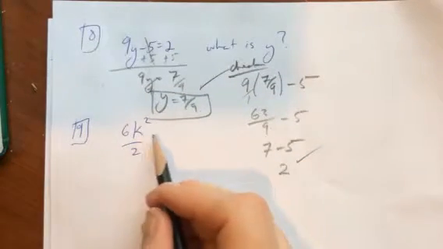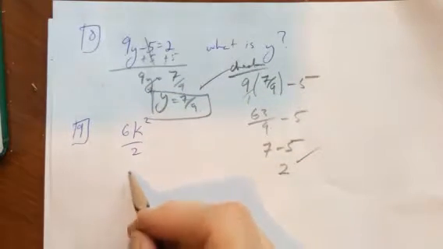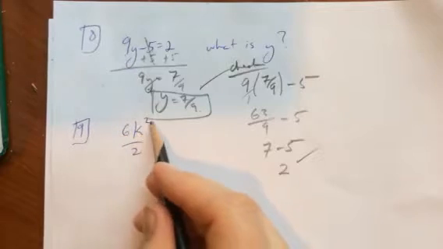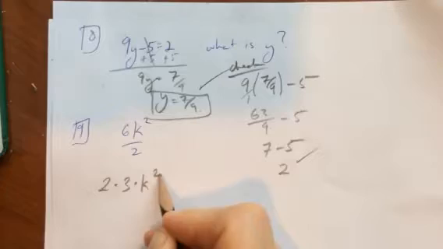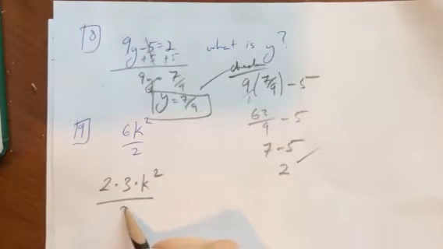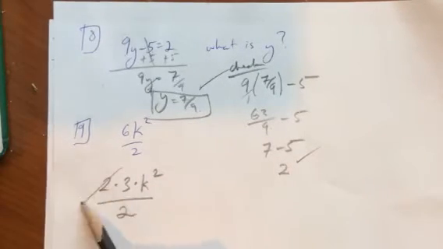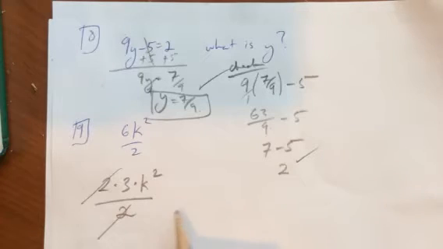Over here, I'm not sure if this is the whole problem, but right now I'd say 6 times k squared is like 2 times 3 times k squared. This is kind of like the first problem, but easier. Divided by 2, so those 2s cancel out, and you have 3k squared.